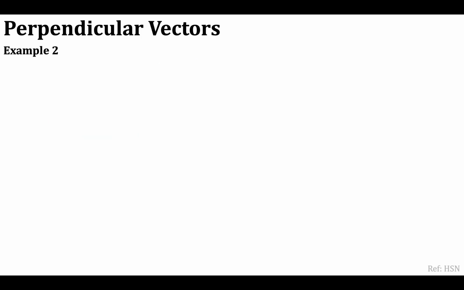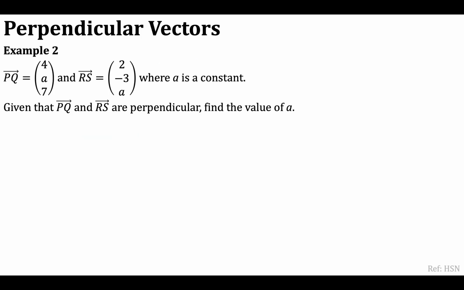Okay, welcome back folks. So we'll have a look at example 2 now. And this time we're told that vector PQ is equal to (4, a, 7) and vector RS is equal to (2, -3, a), where a is a constant. Given that PQ and RS are perpendicular, find the value of a. So we're already told that PQ and RS are perpendicular, so that means that the dot product of those two vectors must be equal to 0.